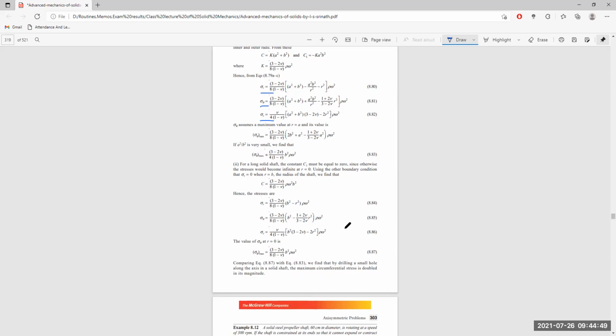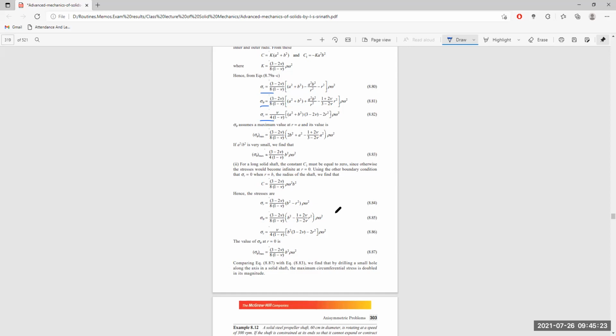The value of sigma theta at R equal to 0 is given by sigma theta maximum, (3 minus 2 nu) divided by 8 into (1 minus nu), multiplied by b square omega square itself. Here at R equal to 0, we put the value of 0 everywhere, so this portion automatically becomes 0. So we have b square omega square, and this portion remains as it is.